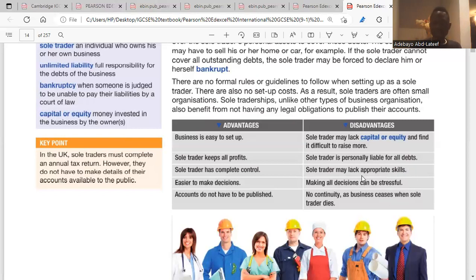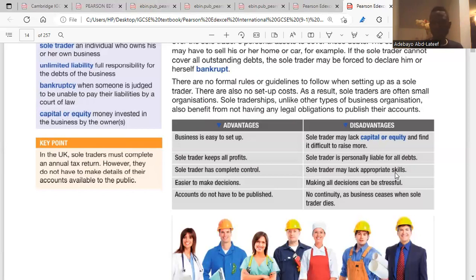The third one, a sole trader may lack appropriate skills. Yeah, it could happen. As a sole trader, whatever you have, your knowledge, your skills are limited. You are not adding other people's skills. So whatever you can do, whatever your business is going to become, it's solely on your own ability. Yes, your skills. Do you understand? So you might lack skills in certain areas, which might affect the business. Do you get the point there? Is it clear, please? Yes.